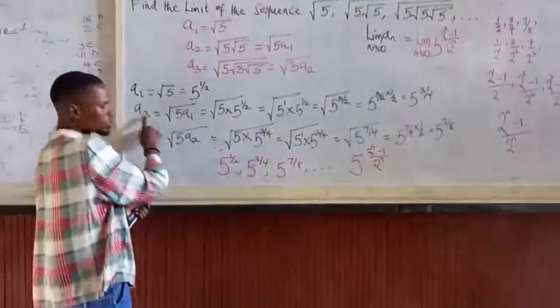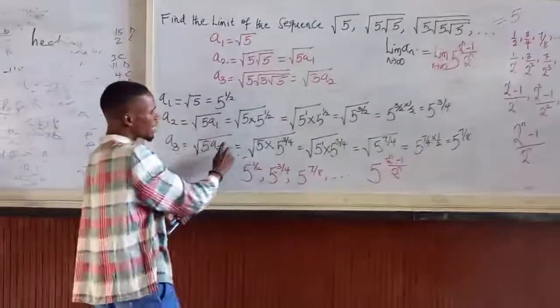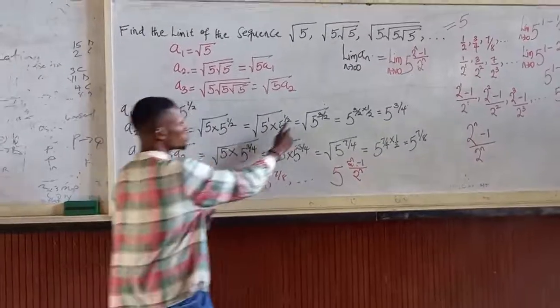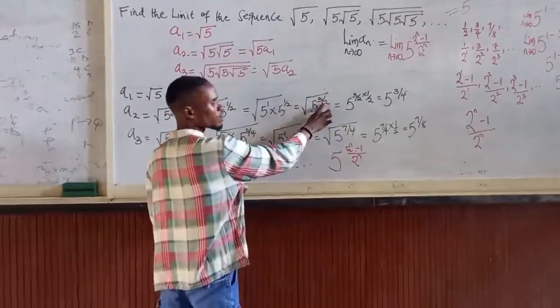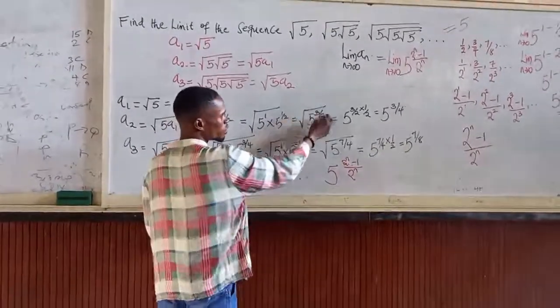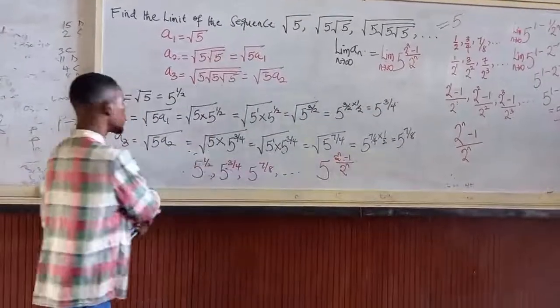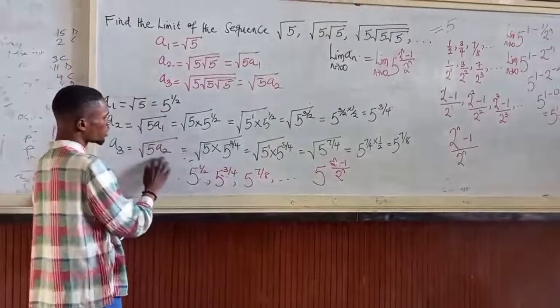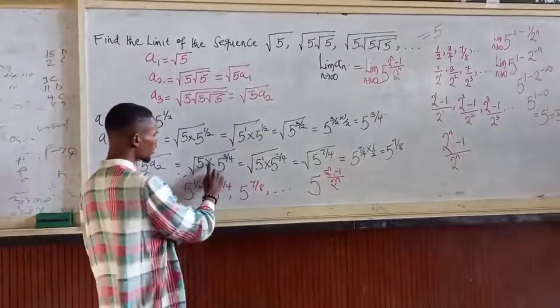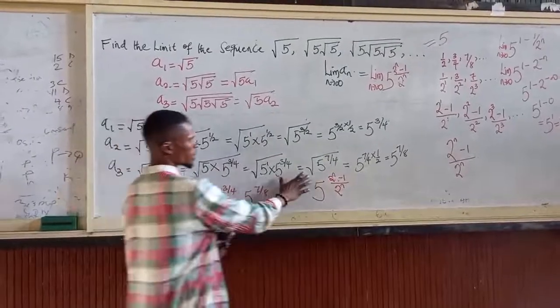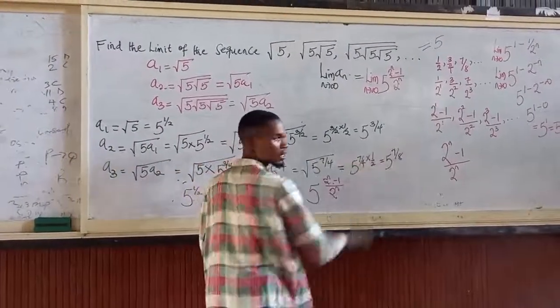And this is A2, which is root 5A1, can be written as root 5 times 5 raised to the power 1 over 2, which is root 5 raised to the power 3 over 2, which is 5 raised to the power 3 over 4. And the third term, which is root 5A2, is root 5 times 5 raised to the power 3 over 4, which gives 5 raised to the power 7 over 8.